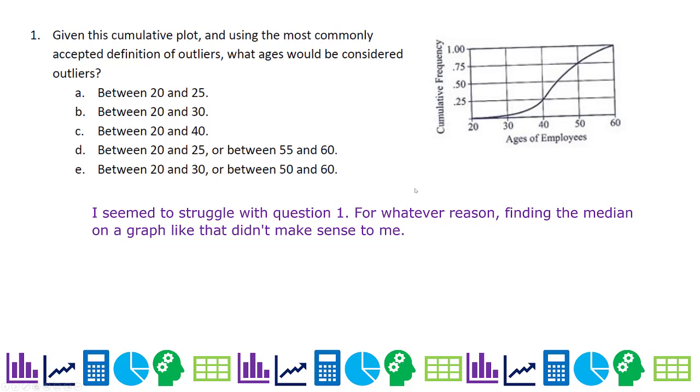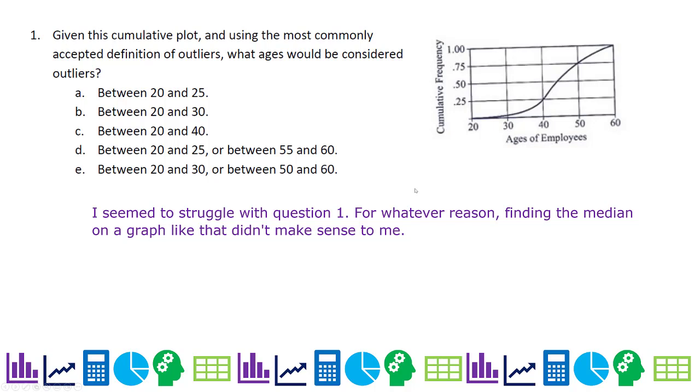And it says, given this cumulative plot and using the most commonly accepted definition of outliers, what ages would be considered outliers? So this is kind of a tricky question. And it actually is going back to our previous information in Chapter 1 with definitions of outliers. We're going to need IQR. And so we're going to have to remember what the definition of IQR is.